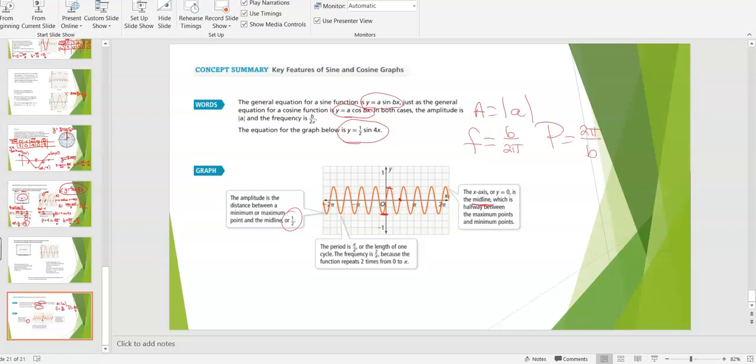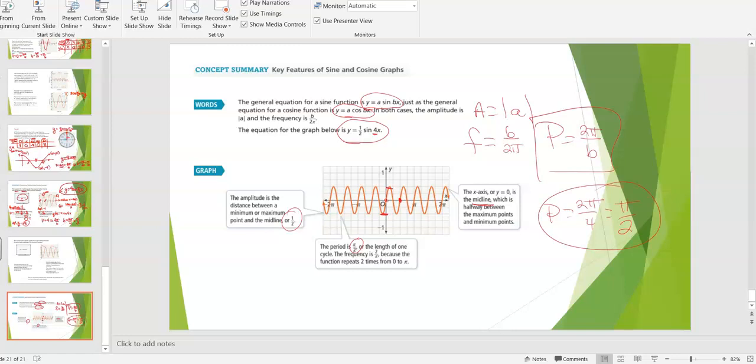There's my midline. And then the period, where does it start to repeat itself? Well, it looks like at pi over 2, it starts to repeat itself. And I could also do, well, it's 4 here, right? So that's b. So I could say the period is 2 pi over 4, which is the same thing as pi over 2, which I found from looking at the graph.